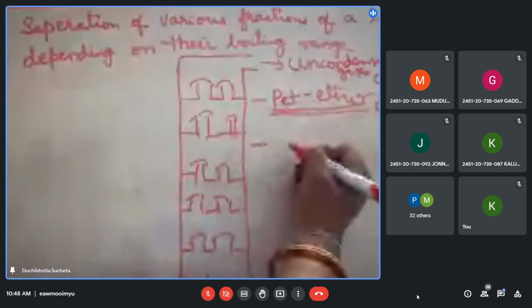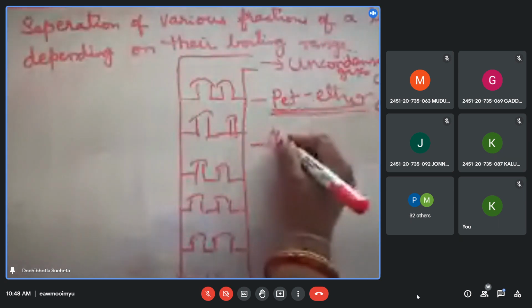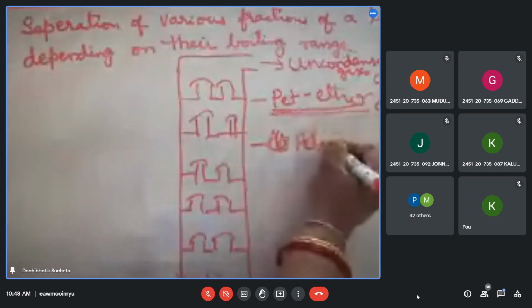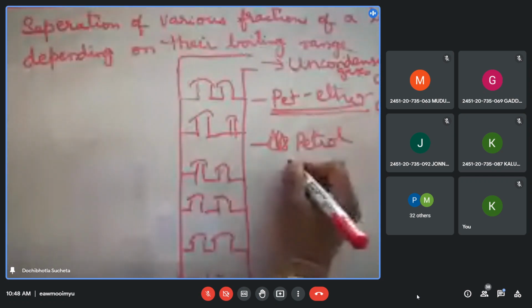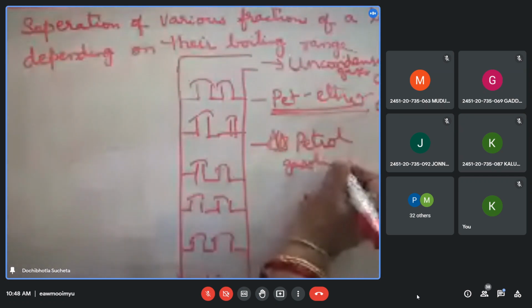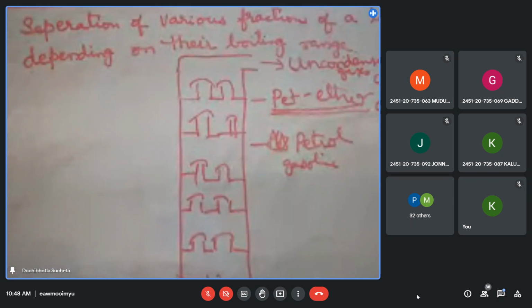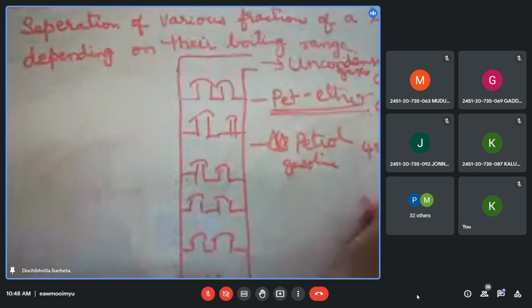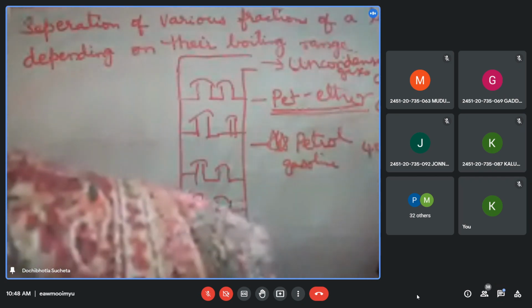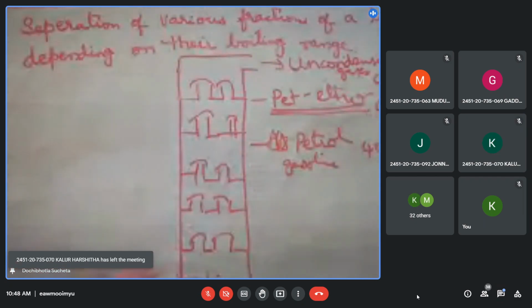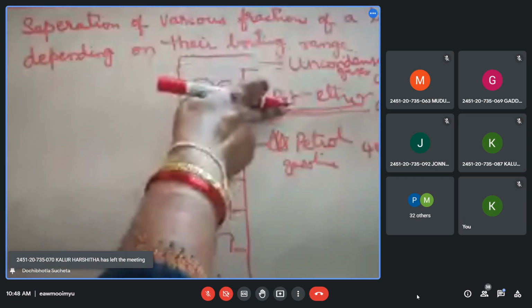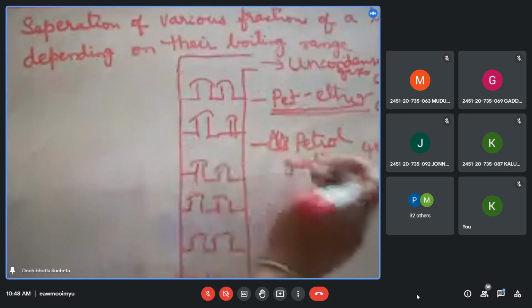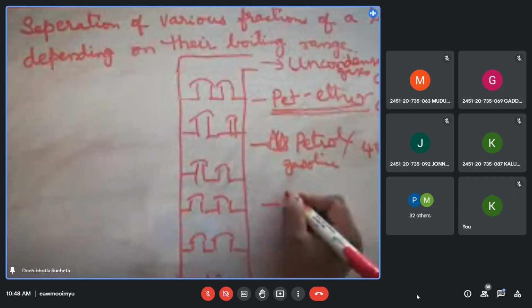This is followed by the major, important, star-mark fraction, that is petrol. In the West, they call it gasoline. The boiling range is from 40 to around 120 degrees centigrade, and the carbon range is almost C5 to C9. Followed by uncondensed gases, pet ether, petrol or gasoline, is diesel.